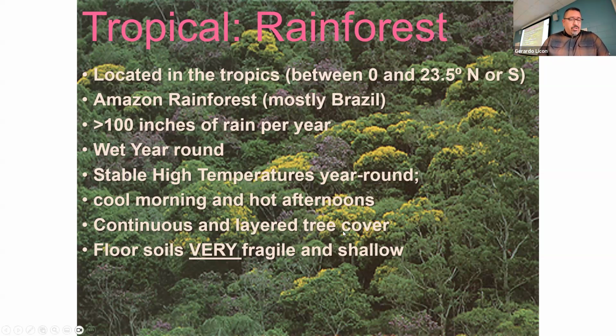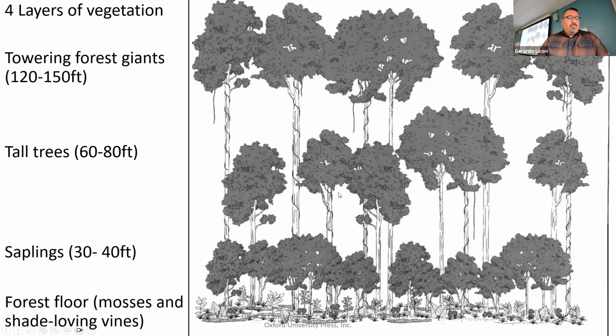There's continuous and layered tree cover, and the soils are actually very fragile and shallow. We'll talk more about that later, when we talk about how there's been this assumption that because there's so much vegetation in the rainforest, if you just chop everything down, the soil must be very fertile. And they quickly find out that the soil is not super fertile.